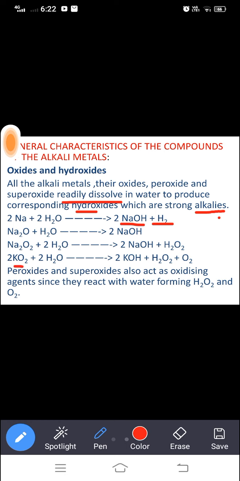Then potassium dioxide, when it reacts with water, produces potassium hydroxide with the liberation of hydrogen peroxide and oxygen. So this is a superoxide. Potassium dioxide is a superoxide.